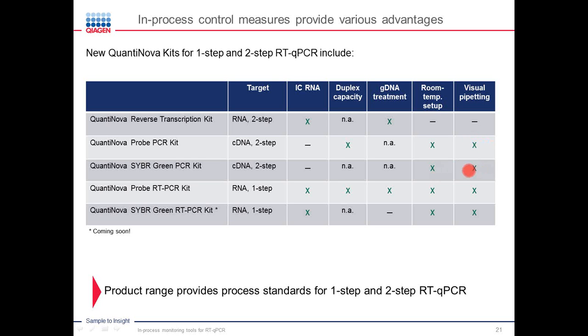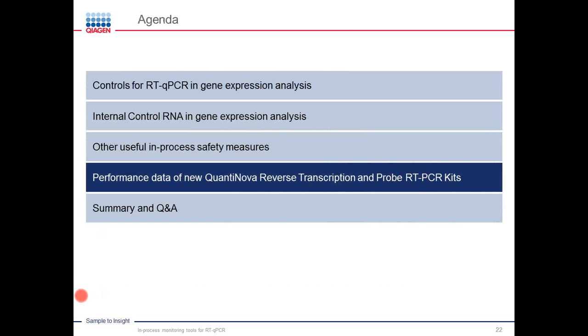And this visual pipetting tool is included actually in any of the potential high throughput procedures or reagents, which also includes our one-step RT-PCR kit, either probe-based or SYBR-based for one-step RT-PCR, which also have room temperature setup ability and which also include internal control to monitor the successful amplification without inhibition here. So this is a complete product range just recently launched from QIAGEN for one-step or two-step RT-PCR.